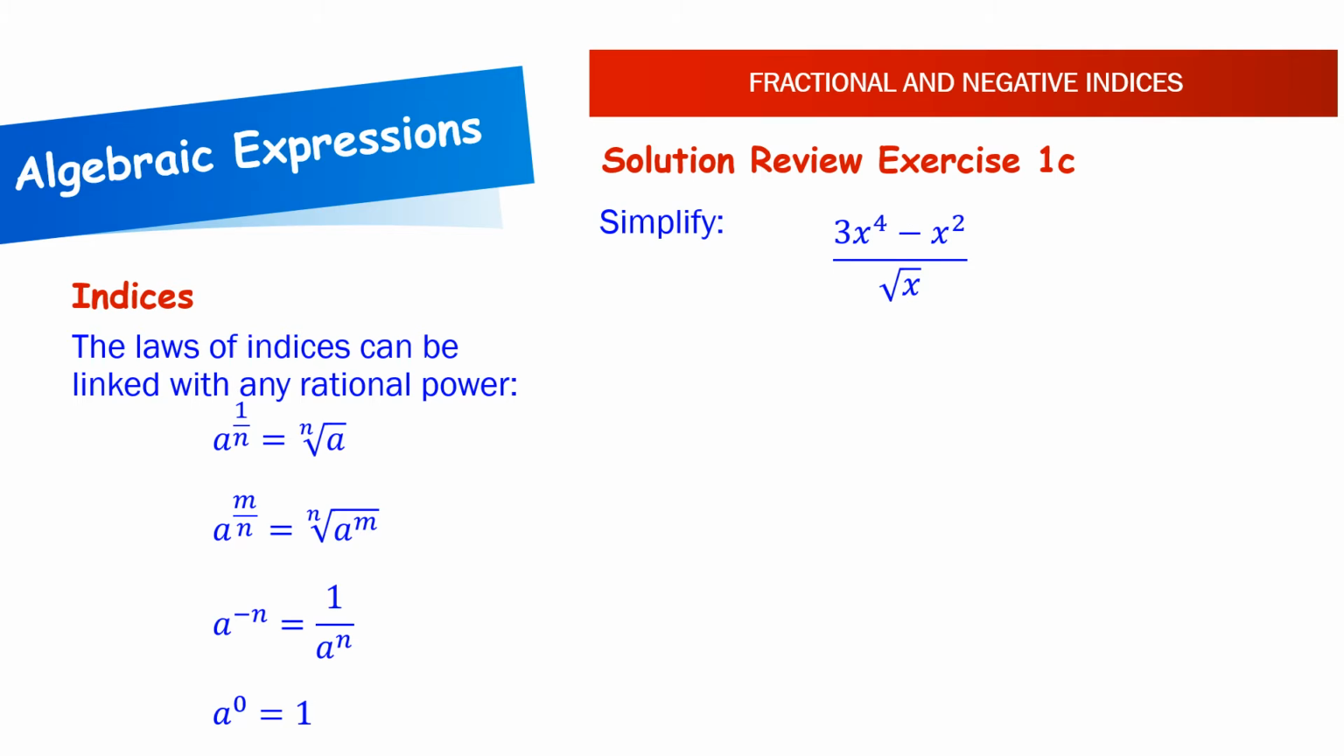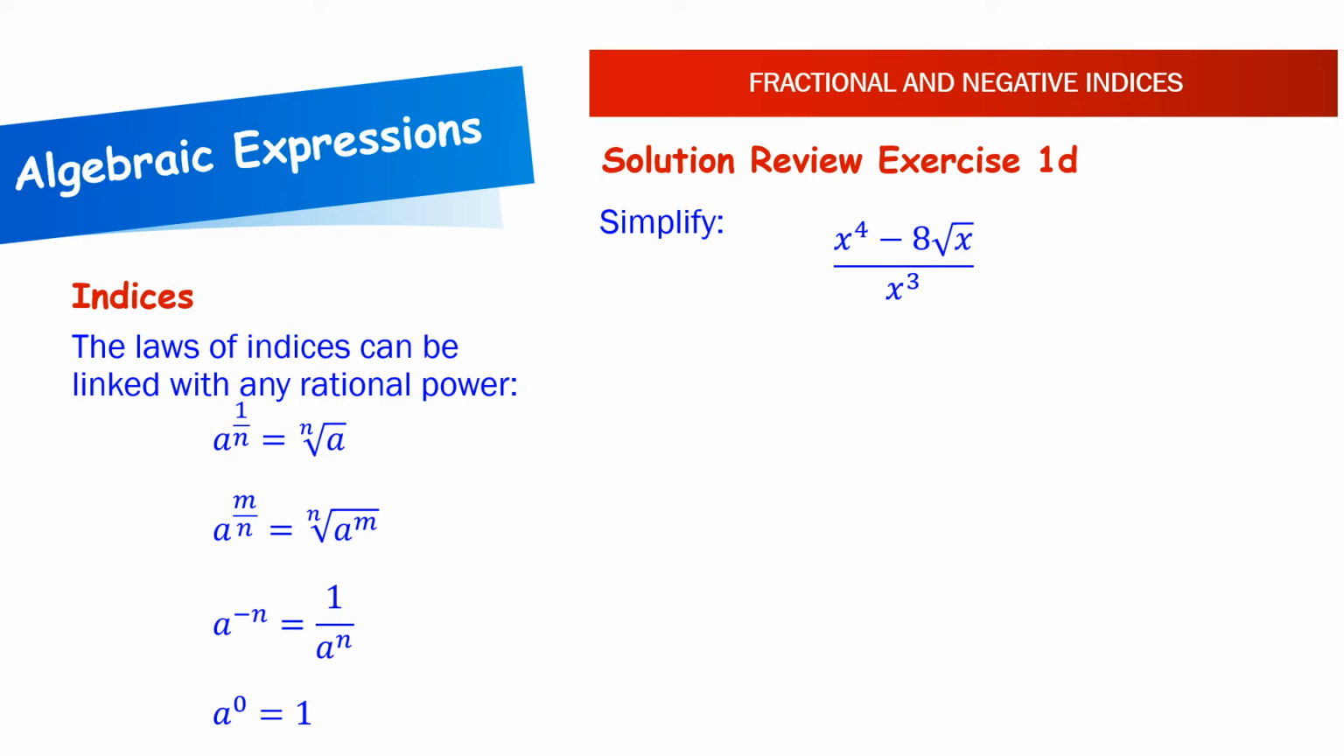Now for example 1c. We're going to split this fraction, so we have 3x to the power 4 divided by x to the power half minus x squared over x to the power half. We bring the denominator to the top and change the sign as shown. And likewise for the second fraction also. Then we tidy up here and here. And this is our simplified expression.